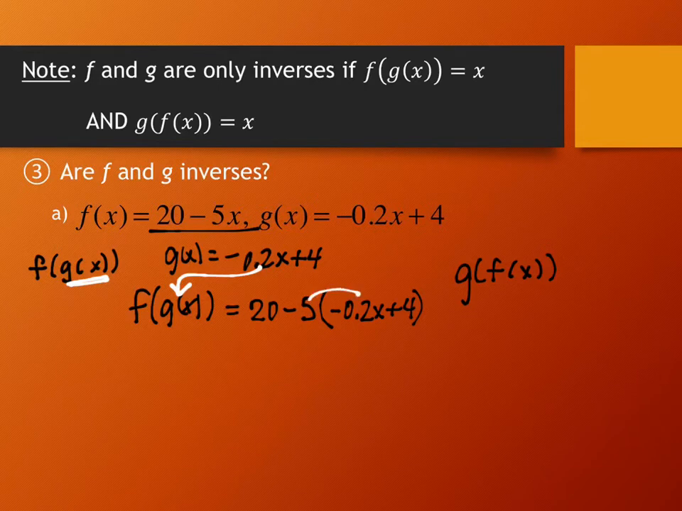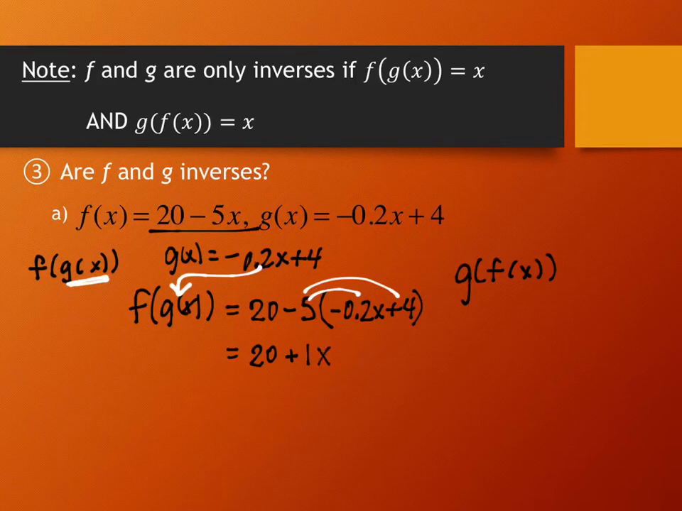So on this one, that means I'm going to distribute. So I have 20 minus, and then I have negative 5 times negative 0.2. Do you know what that is? You know what the sign is. What's the sign? Positive, right? Okay, so what's 5 times 0.2? It's 1. It is, yeah. So 1x, or you could just write x.